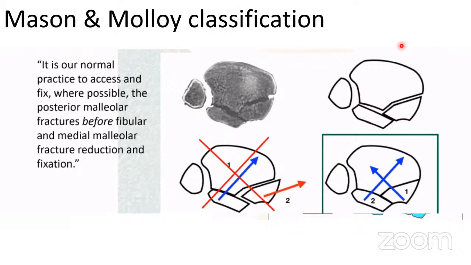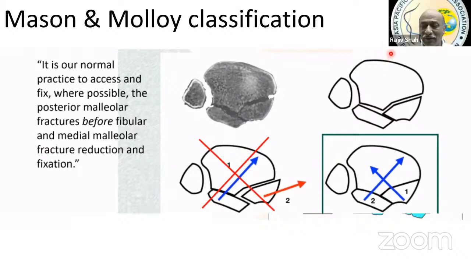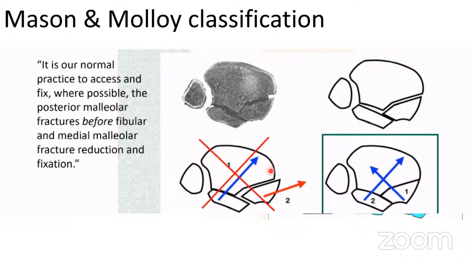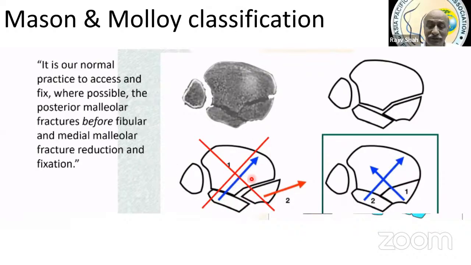Posteromedial first, then posterolateral. No, I think Dr. Balu is absolutely right. The posteromedial should be fixed first, because if you fix posterolateral first, you will not be able to reduce the posteromedial. So it is the posteromedial which should be fixed first. This figure itself shows that if you fix this first, this will get displaced and you may not be able to reduce it. So the first thing you should be doing would be fixing posteromedial, then posterolateral.